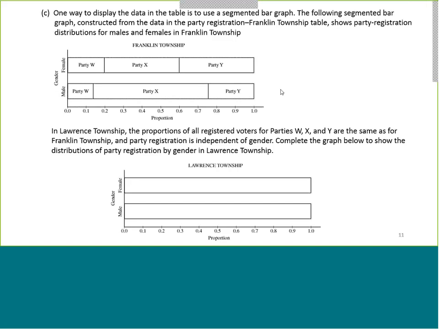But you can imagine those two party Y segments being exactly the same length, but the party X's not being the same length on the same bars. So it's possible to have the events, male and party Y, are independent, but the variables, gender and party, are not independent. So the question in Part C is not just, is the party Y bars the same length, but are all of the bars the same length, all the segments the same length?